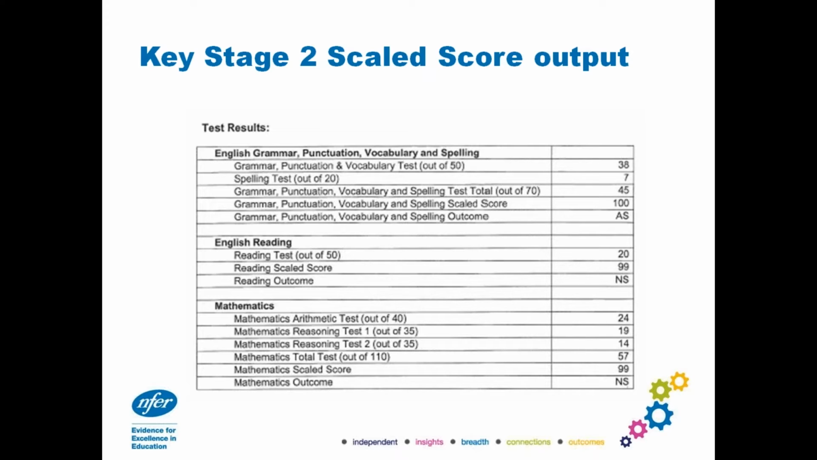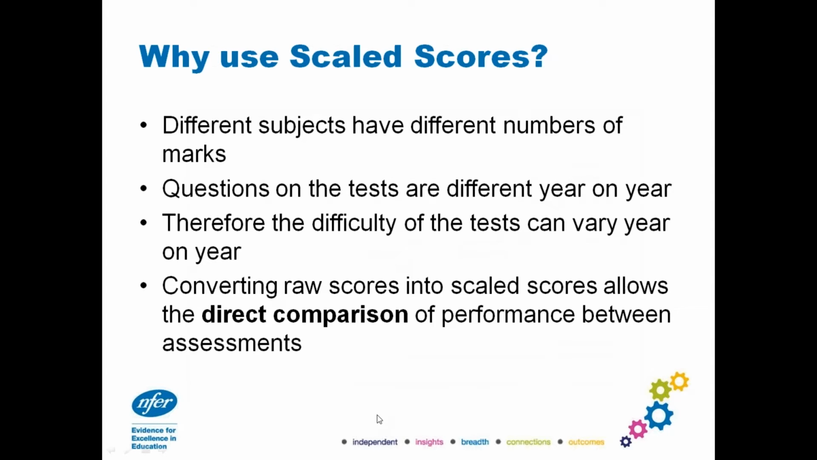You can also notice here that on the 3 tests, there are actually different numbers of marks for each of the tests. And that's quite important, and we'll come on to the significance of that in a second. So you'll notice that for grammar, punctuation and spelling, it's out of 70. For reading, it's out of 50, and for maths, 110.